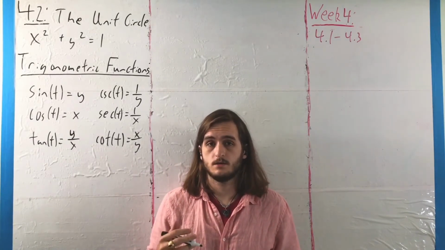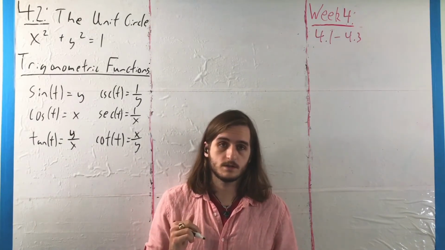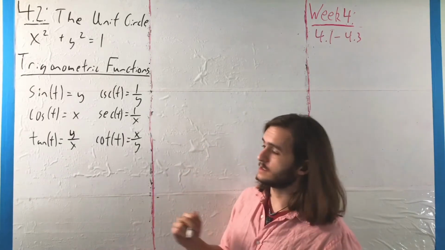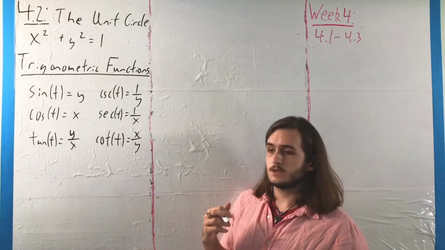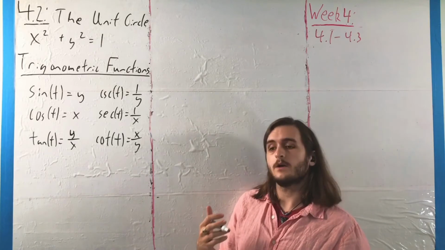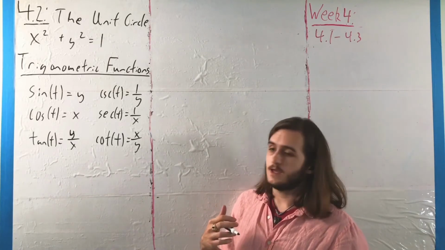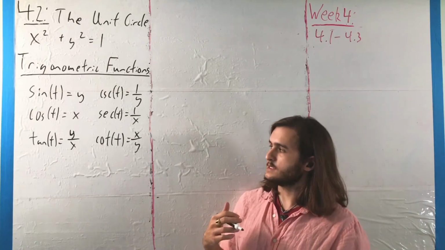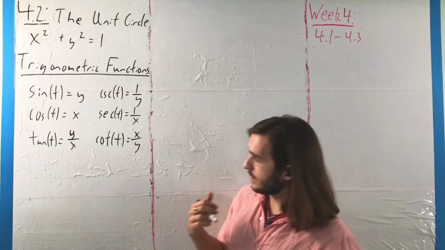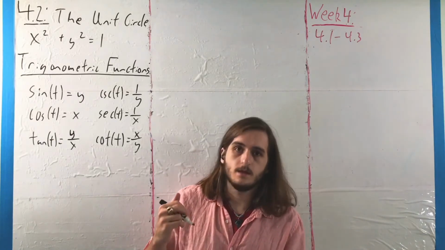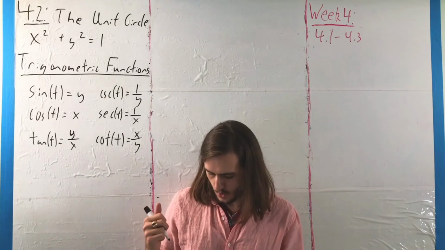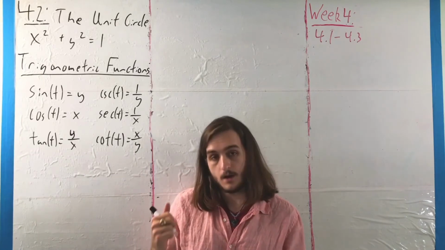cosecant is the reciprocal of sine, so it is 1 over the vertical component. Secant is the reciprocal of cosine, so it is 1 over x, 1 over the horizontal. And then finally, cotangent is the reciprocal of tangent, so it would be the horizontal x over the vertical y.